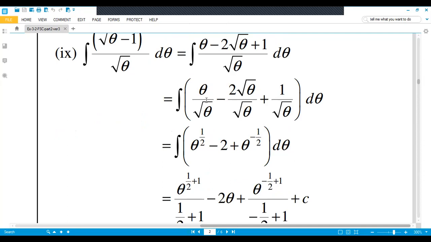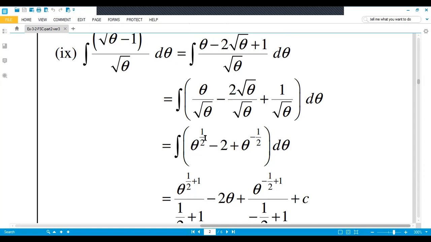So when theta divides by root theta, you shift it to the numerator, the power will be minus 1 over 2. So 1 minus 1 over 2 is 1 over 2. And here root theta cancels with root theta, we get minus 2. And here theta will shift to the numerator, with power minus 1 over 2.